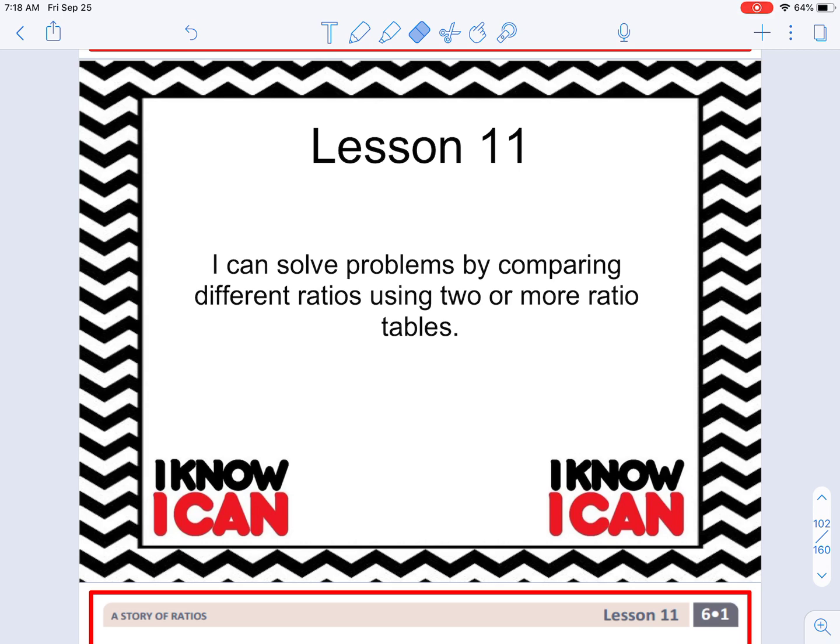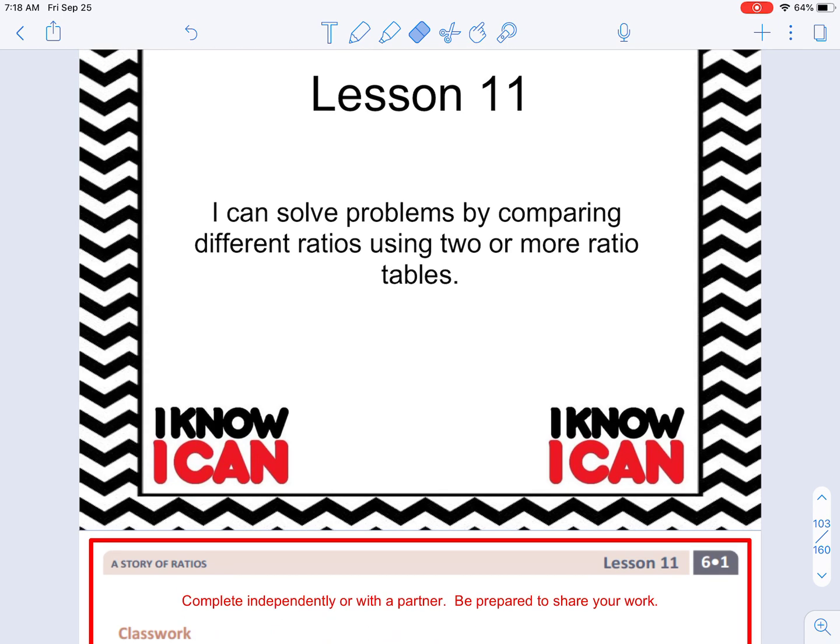All right, I can solve problems by comparing different ratios using two or more ratio tables. That is our objective for today. We're going to be looking at some problems. They're going to give us 2 or 3 ratio tables to look at. In the past few lessons, we've been looking at just one ratio table. Now we're going to look at a couple, 2 or 3, and then we're going to compare them and answer some questions that they have dealing with those different ratio tables.